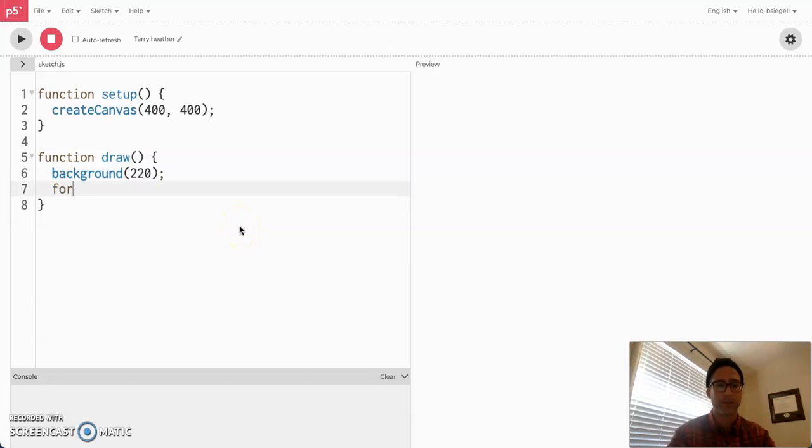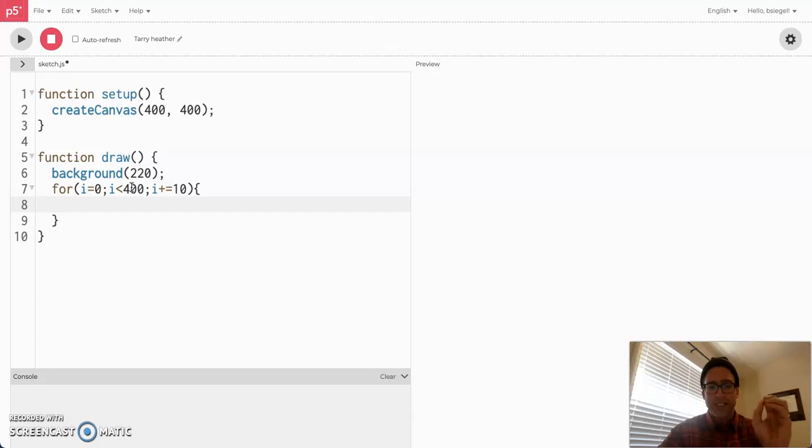So let's start with this. We're going to start with our for loop. Remember, it's i equals 0. That's our starting value. i is less than 400, and i plus equals 10. Okay? So the first thing we want to do is, let's say we want to change the size of a circle going across the screen. What we would first do is just start with our ellipse, and let's just make it go across the screen as we did before. So it's i, 200, and then let's make them all 50.